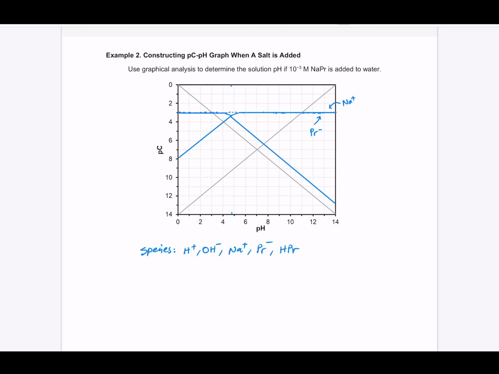And this is the HPr. And we have the usual lines for OH minus and the H plus. Okay, so the first part was pretty simple, as we did before, just considering the total concentration and also the pKa for the system, which is 4.87 here.